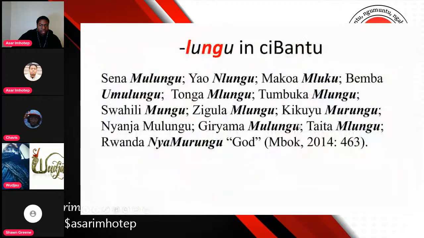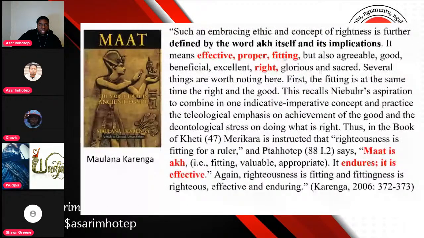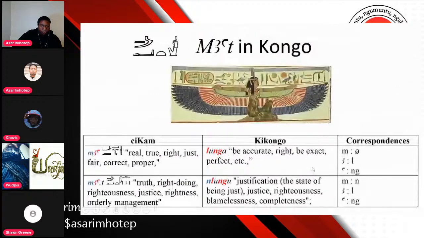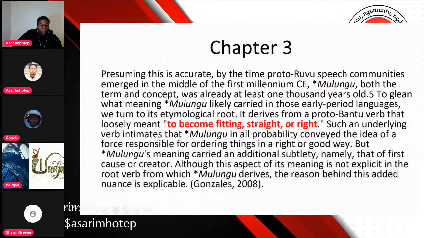Let's go back to Karanga. What does he say about Ak itself? It means effective, proper, fitting, right. Ma'at is Ak: fitting, valuable, appropriate, and endures, it is effective. So you've got to understand all these terms are the same, right? So such an underlying verb intimates that Mulungu in all probability conveyed the idea of a force responsible for ordering things in a right and good way, right? And then it continues on.